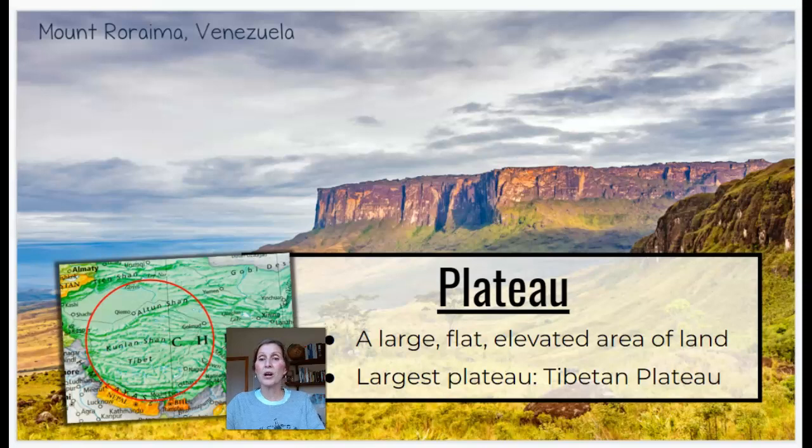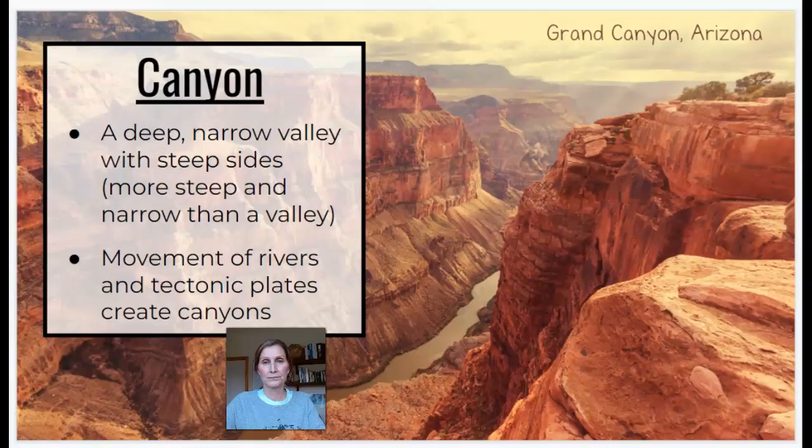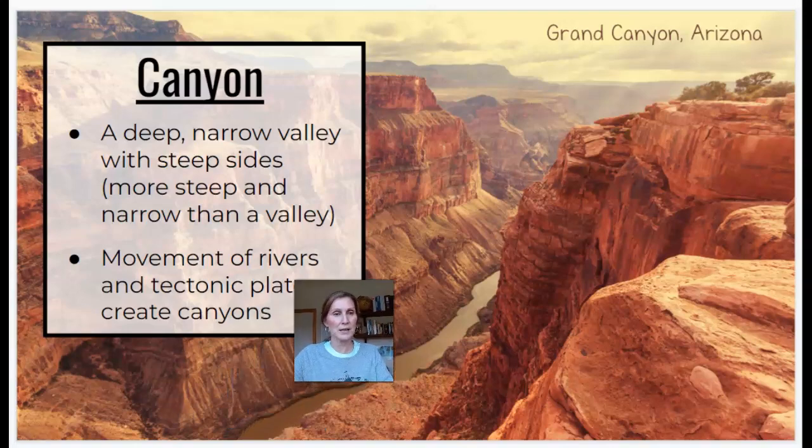A plateau is a large, flat, elevated area of land. The largest plateau is the Tibetan Plateau. A valley is a low-lying area between mountains or hills, usually U or V-shaped, and the presence of rivers usually provides fertile farmland within valleys. A canyon is a deep, narrow valley with steep sides, more steep and narrow than a valley, and the movement of rivers and tectonic plates creates canyons. And you can see some of this content obviously overlaps with science.